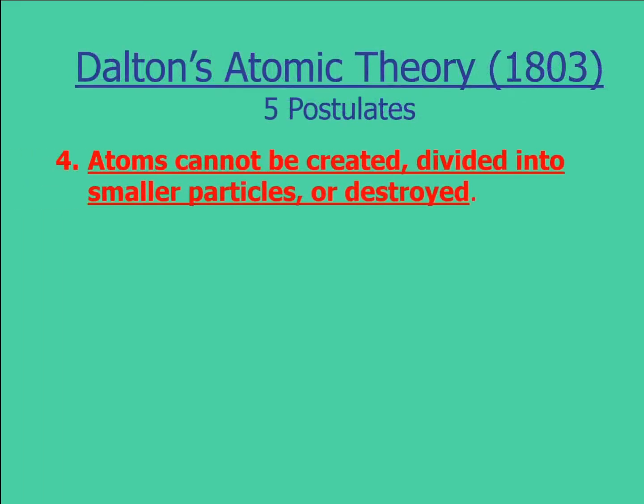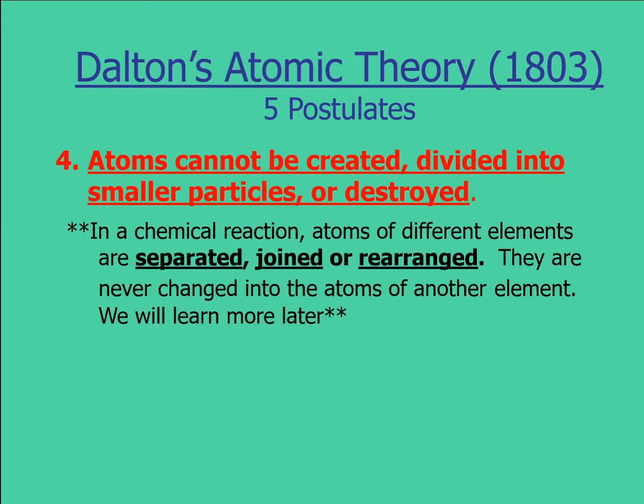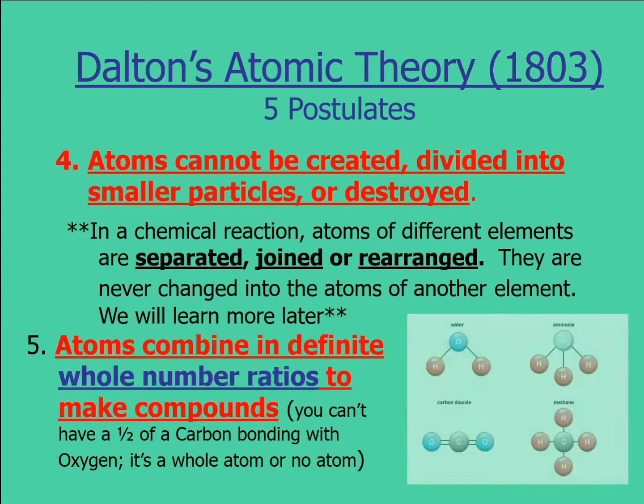Number 4. Atoms cannot be created, divided into smaller particles, or destroyed. In a chemical reaction, atoms of different elements are separated, joined, or rearranged. They are never changed into the atom of another element. We will learn more later. And number 5. Atoms combine in simple whole number ratios to make compounds. You can't have half of a carbon bonding with oxygen. It's a whole atom or no atom.